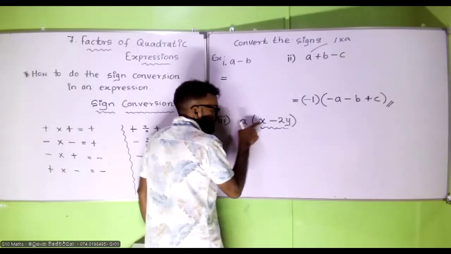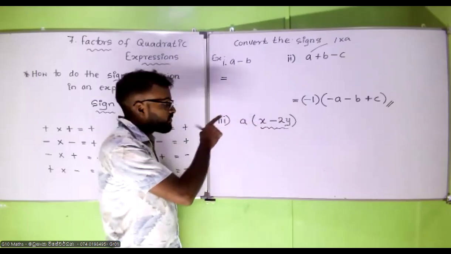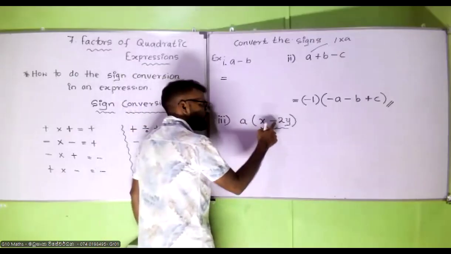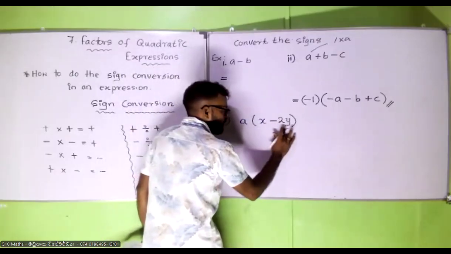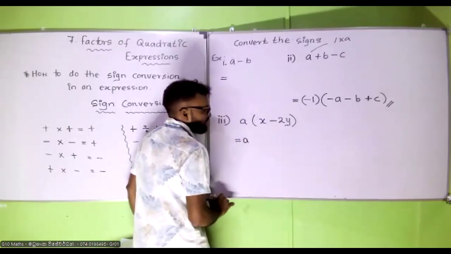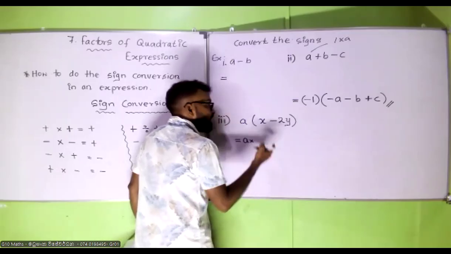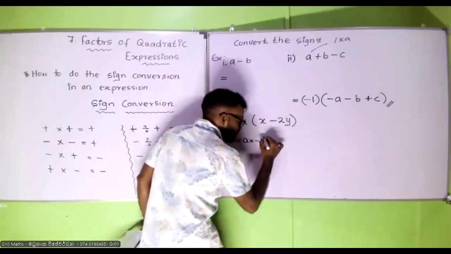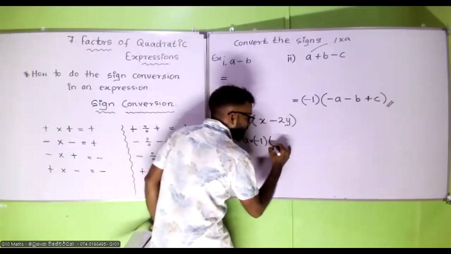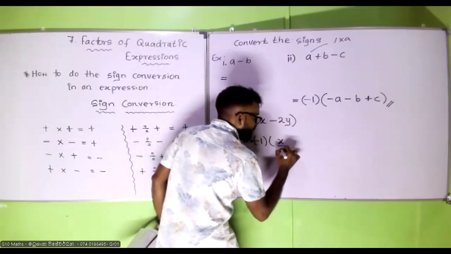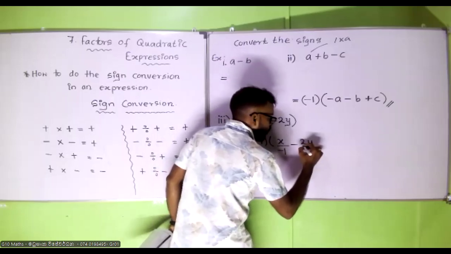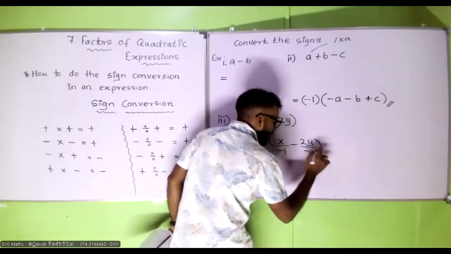Here the common term is 1. Here also the common term is 1 from both of these terms. So take negative 1 out. So you are converting this term into negative, this term into positive. So equal mark. Here you have A multiplied by, you are taking negative 1 out from this. So that means x divided by negative 1, minus 2y divided by negative 1.